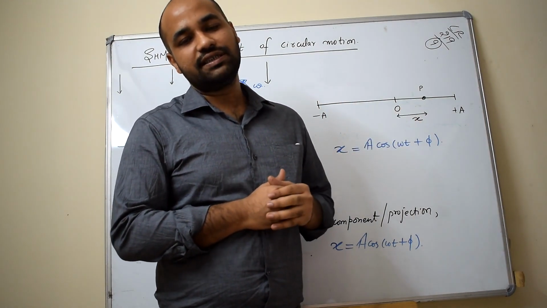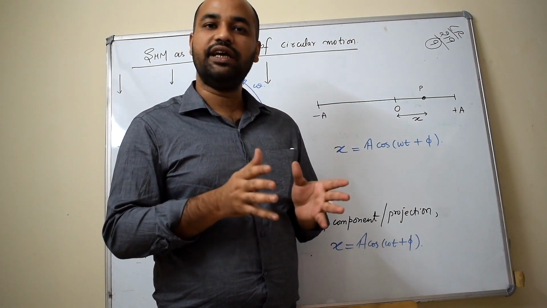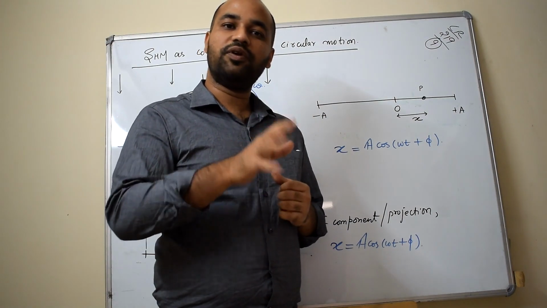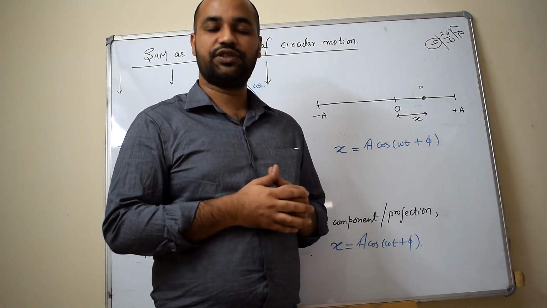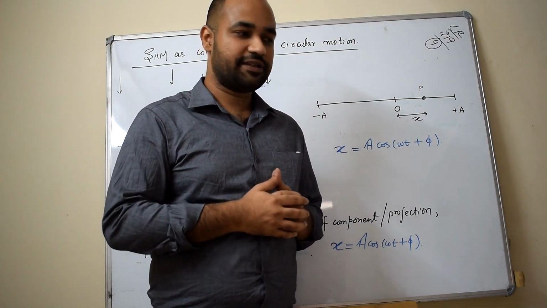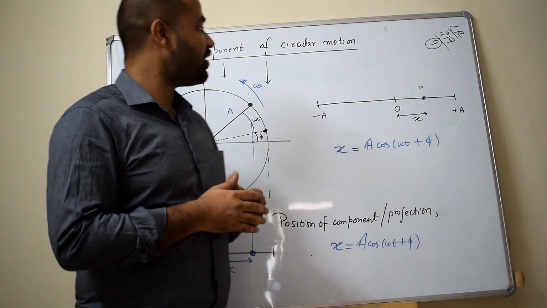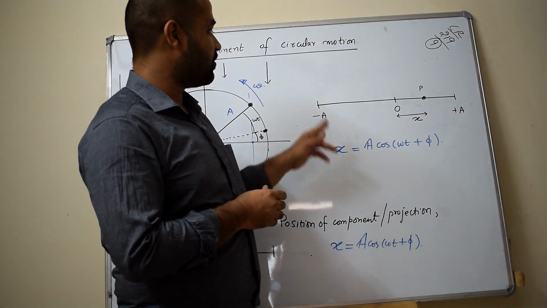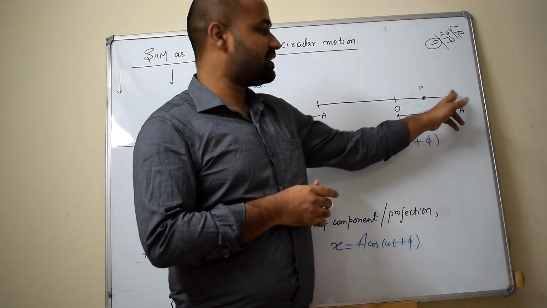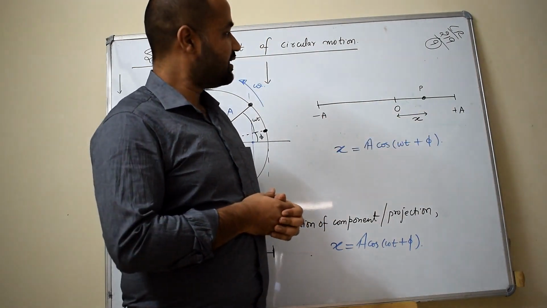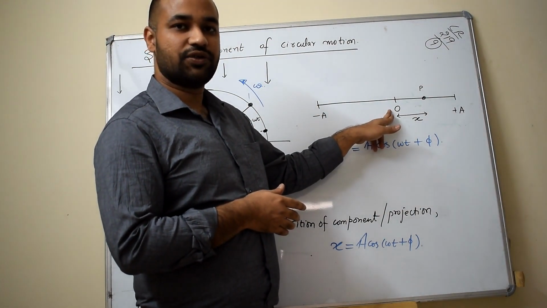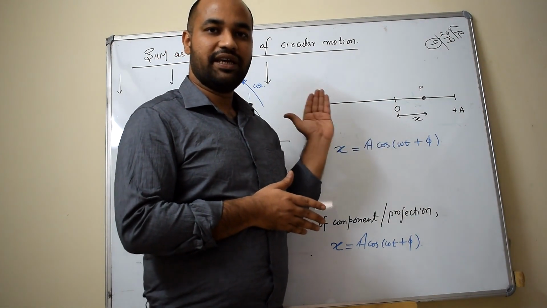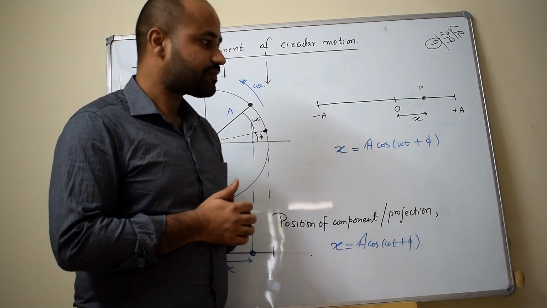The topic I am going to discuss today is the utility of looking at SHM as the component or projection of circular motion. So what do I mean by that? If you have a typical SHM, simple harmonic motion, I am showing you here a particle oscillating on a straight line, let's say the x-axis. This is the mean position marked as O. This is the right extreme and the left extreme, plus A and minus A, where A is the amplitude.